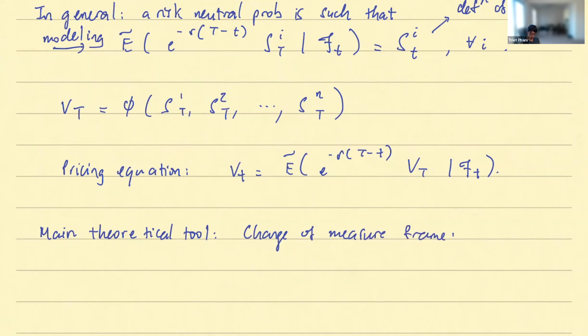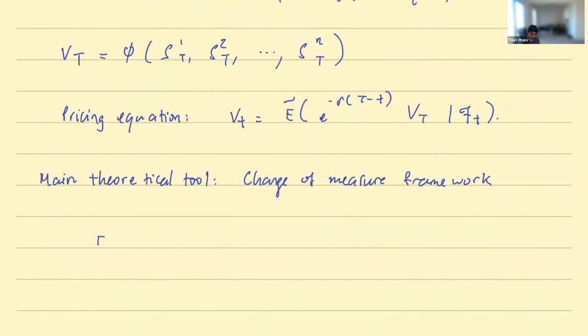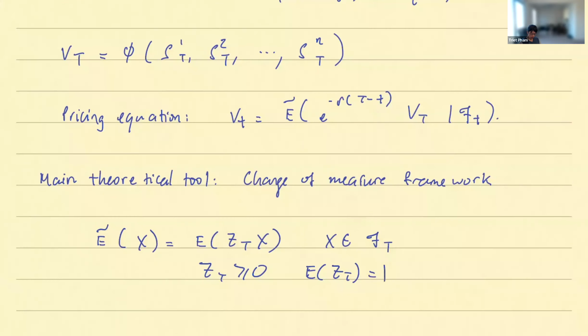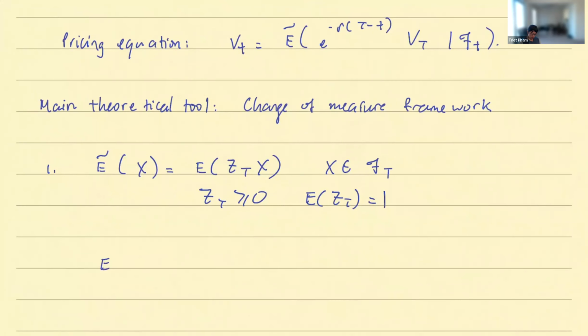The change of measure framework can also be viewed from a broader point of view. First of all, you define change of measure like this: for x in F_t, Z_t is positive, non-negative, and Z_t is 1; and 2, the conditional expectation will be this.